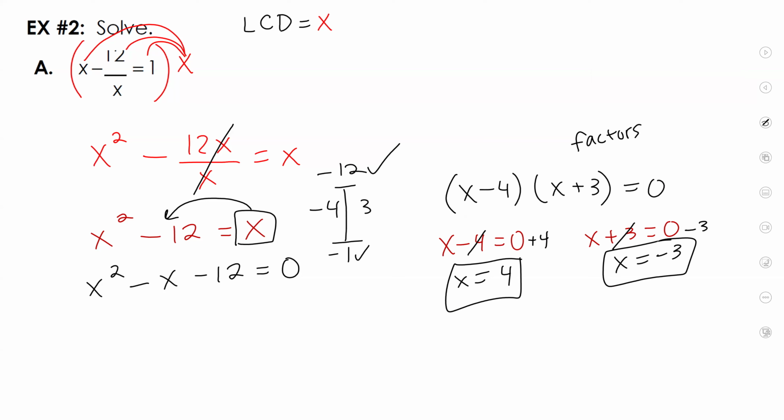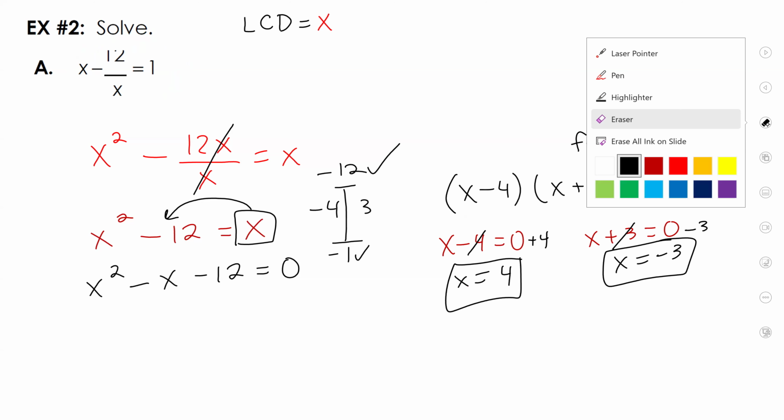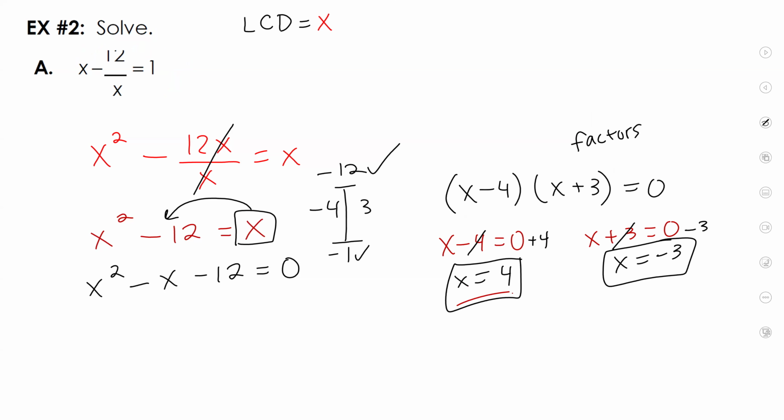Okay, now let's check and make sure we're right. So I'm going to go back to the original problem. I'm going to erase all of this. Let's make sure I'm right. So let's test the first one. We got 4 for our first answer. If I put a 4 here and a 4 here, I'll get 4 minus, what's 12 over 4? 3. Is 4 minus 3 1? Great. So when I plugged in a 4, it made sense. So this is good. I'll put a check by it.